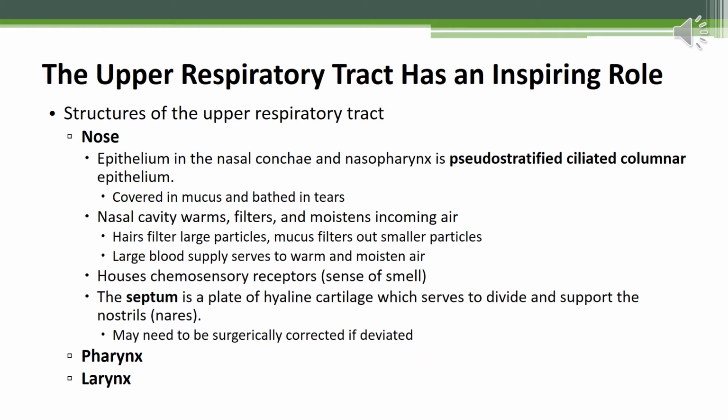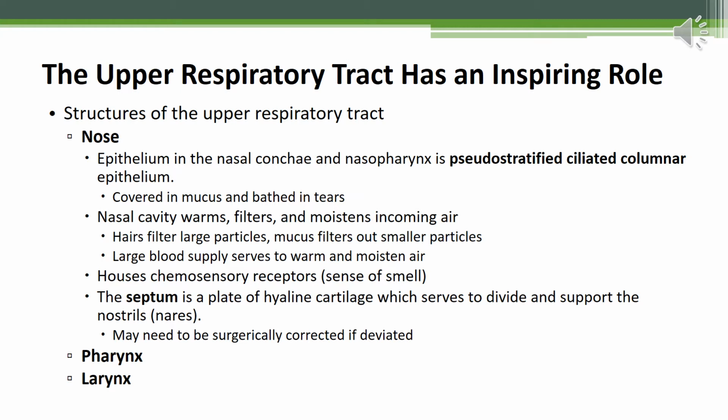Now we're going to talk about the structures of the upper respiratory tract, and these are the nose, the pharynx, and the larynx. Now the epithelium in the nasal conchae and nasopharynx in the nose is pseudostratified ciliated columnar epithelium, and there aren't too many examples of this type of tissue in the body. But anyway, this tissue is covered in mucus and bathed in tears.